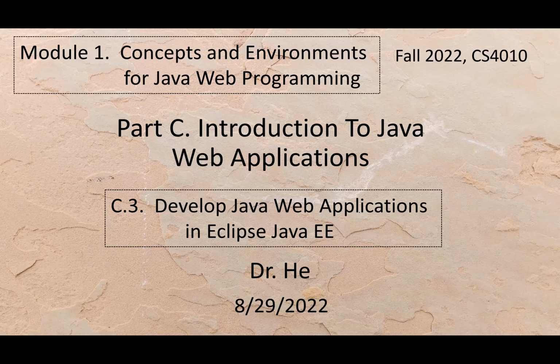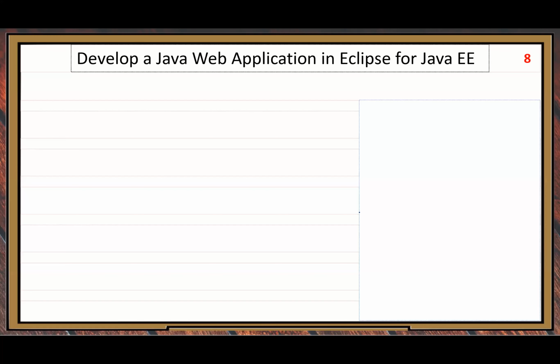So now, after it is configured, we are ready to develop a Java web application in Eclipse Java EE. Here we only have 5 minutes. Now, let me go quickly through all the steps on one slide, then I try to show you how to do it. All right, let's do it quickly.